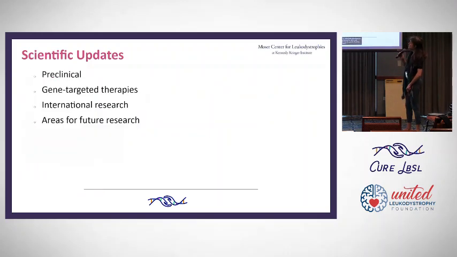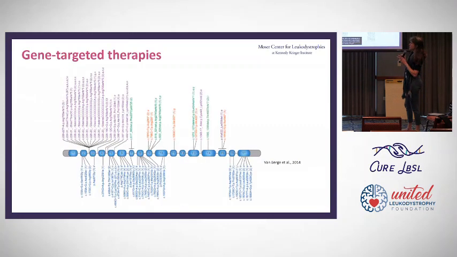Thank you, Mike. So the outline for today: I'll talk a little bit about our preclinical data, which is combined with our gene-targeted therapies data. I'm going to touch a little bit on international research updates and then areas for future research. The goal of this talk today is to update you on our recent work. These are projects that we've been working on in the last year or two.